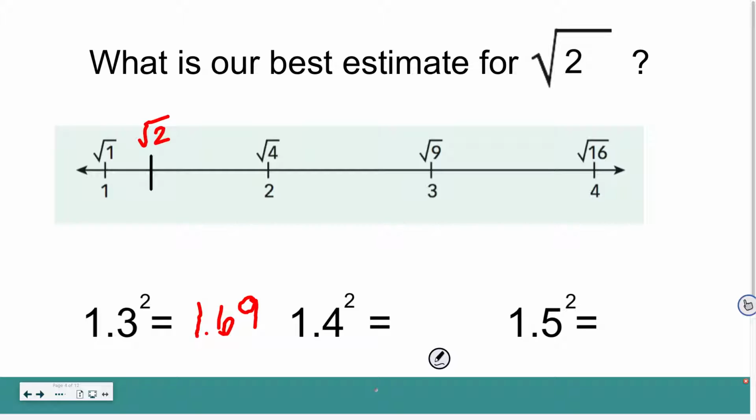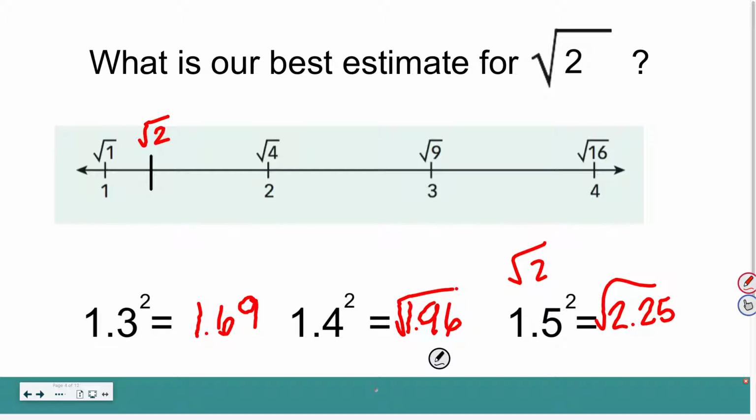So what about 1.4 squared? That would be 1.96. And how about 1.5 squared? 2.25. So what are we closer to? The square root of 2 is closer to what? It's in between what two numbers? So it's in here somewhere, right? Because this is 1.96 and this is 2.25, and we're looking for 2, right? Because the square root would give us that. So we're somewhere in here.